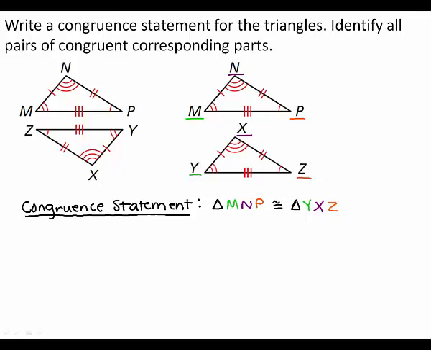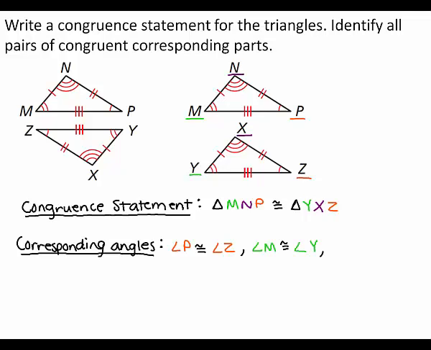To identify all pairs of congruent corresponding parts, first list the corresponding angles. From the pair of single arcs on the diagram, you can see that angle P corresponds and is congruent to angle Z. Also, from the pair of double arcs on the diagram, you can see that angle M corresponds and is congruent to angle Y. Finally, from the pair of triple arcs on the diagram, you can see that angle N corresponds and is congruent to angle X. Next, you need to list all pairs of corresponding sides.